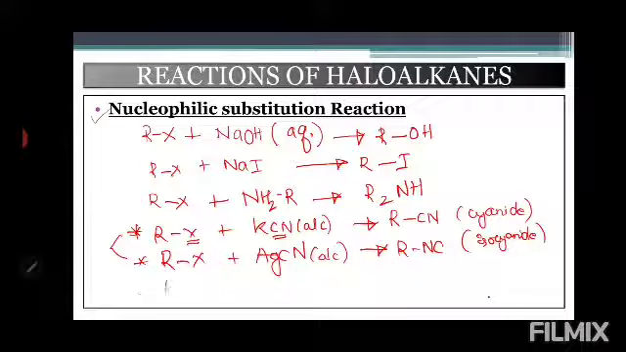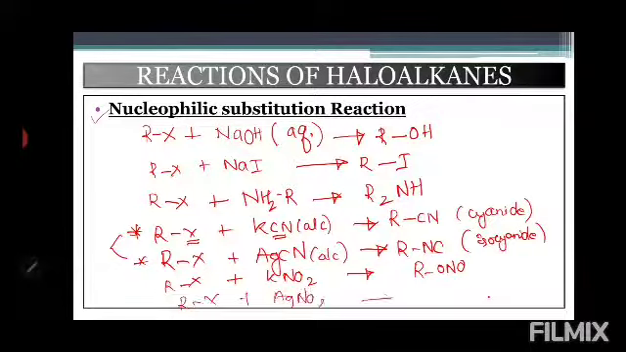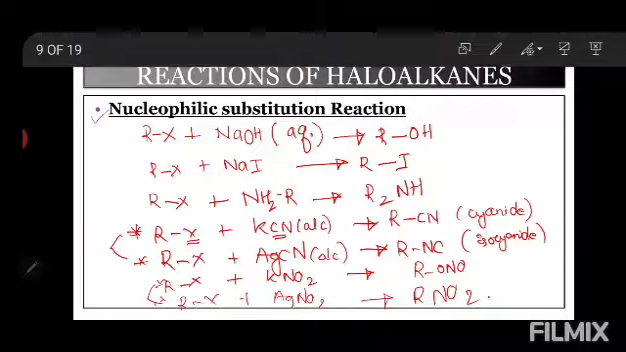Again RX, with KNO2 you will get RONO, alkyl nitrite. Then again, if we use AgNO2, the product is RNO2. For these two, the reasoning is the same. These two are important, so you will get questions in reasoning type questions.